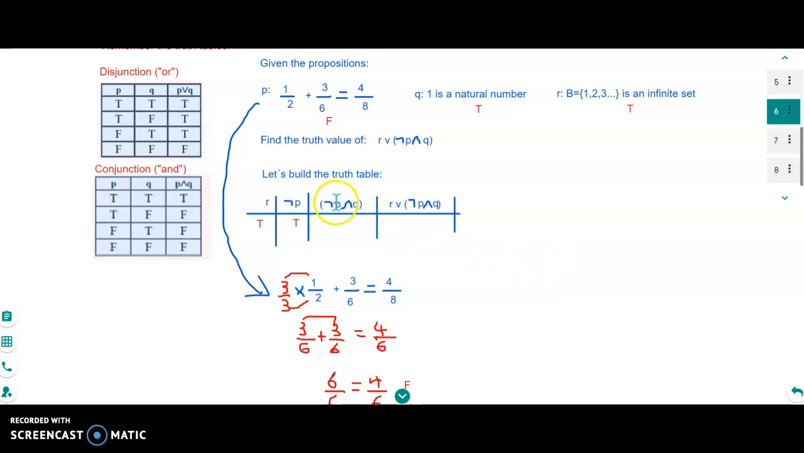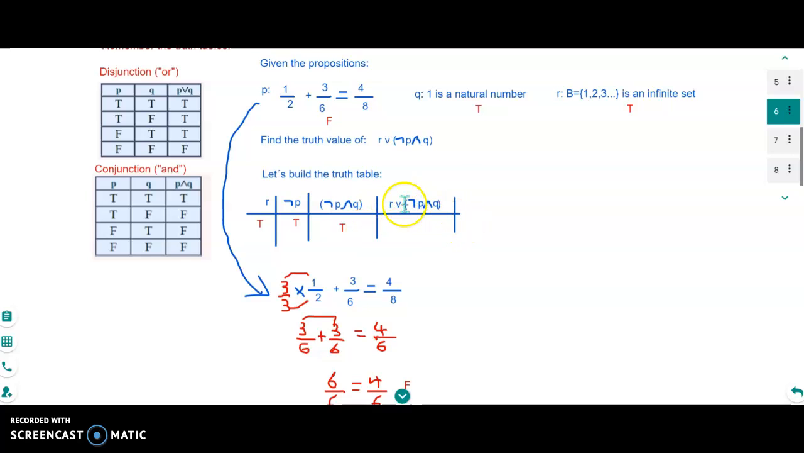Now, the negation of P and Q. This is a conjunction. So let's see. The negation of P will be true and Q is true. So they are asking, true and true, what is the final truth value of true and true? We go to the conjunction table: true and true will be also true.